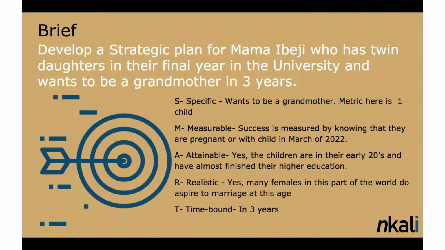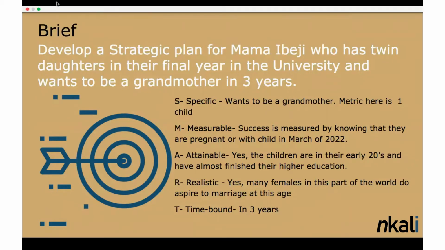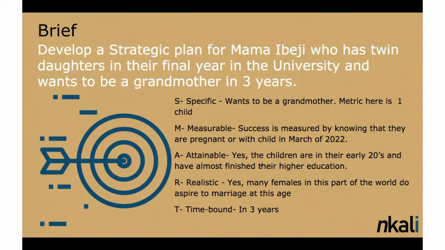So it's measurable. Is it attainable? Yes, it's attainable because the children are in their early 20s in the university and they're almost done with their education. They're in their final year, right? Is it realistic? Yes, it's realistic because many females in this part of the world aspire to marry by their early 20s, before they turn 25, 26, right? So it's perfectly normal. I'll say, yes, it is realistic and it is time bound in 3 years.